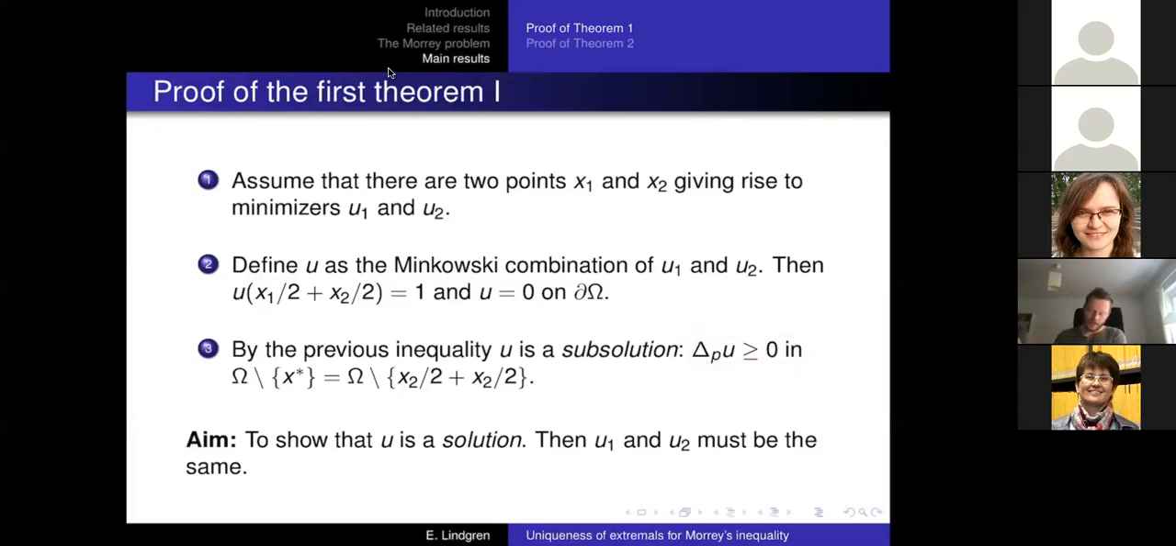So the aim now is, of course, to prove that it is a solution, that you have equality here, and then use this differential inequality in the case of equality to say that then U1 and U2 must be the same.